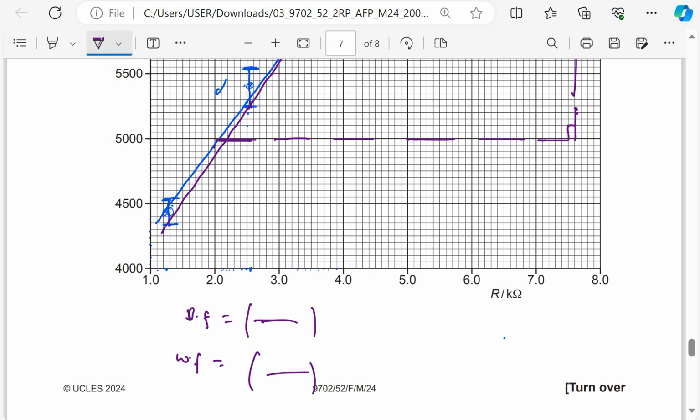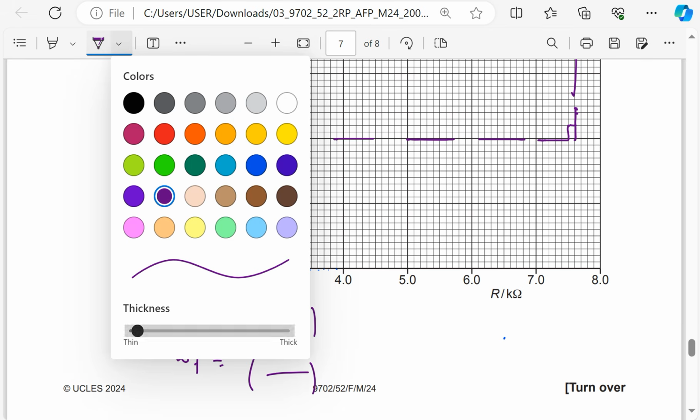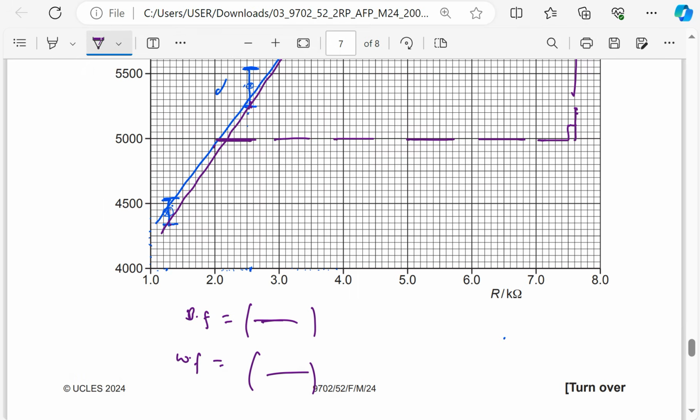The x value for blue: I aimed at this point here, which is 2.1. But of course, that is x1. So that is 2.1. Then for the other one, for the worst fit, I aimed at this point here, which is 2.2.